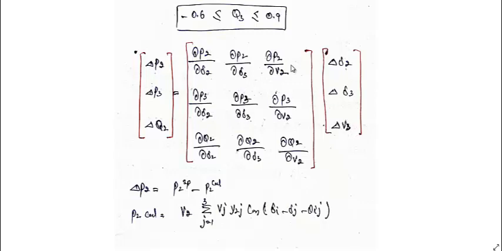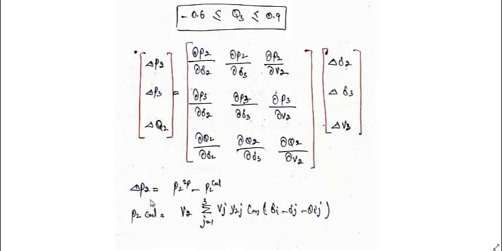So these terms will be delta P2 by delta delta 2, delta P2 by delta delta 3, delta P2 by delta V2, delta P3 by delta delta 2, delta P3 by delta delta 3, delta P3 by delta V2. Similarly, delta Q2 by delta delta 2, delta Q2 by delta delta 3, and delta Q2 by delta V2. So all these elements are to be calculated, and in this case there are 9, and these 3 make 12 elements calculated to find these 3 values.